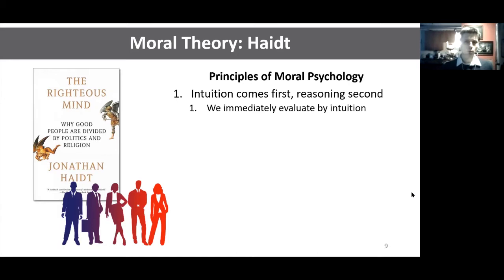Now, by the way, I'm not a moral psychologist. I'm trying to do my best to channel my inner Jonathan Haidt in this work. So forgive me if I get something a little bit wrong, but basically I'm trying to present what he's presented here. So we immediately evaluate by intuition, and reason often is not used to seek the ultimate truth, but instead to justify the intuition, right? To justify whatever conclusion we've already come to.